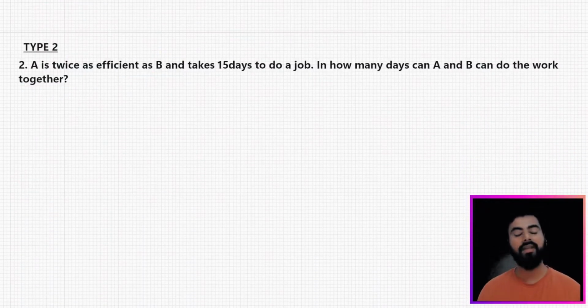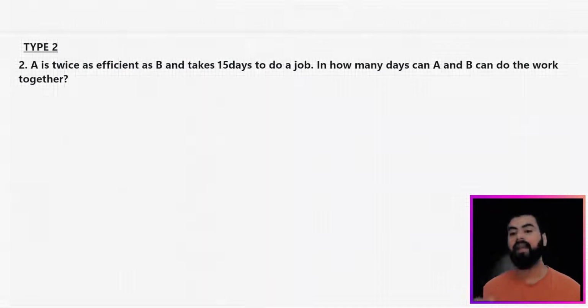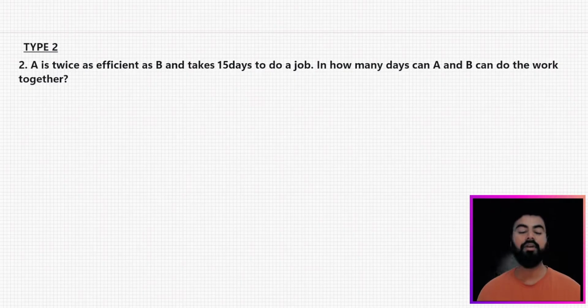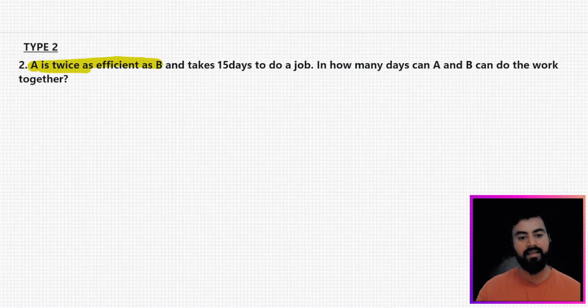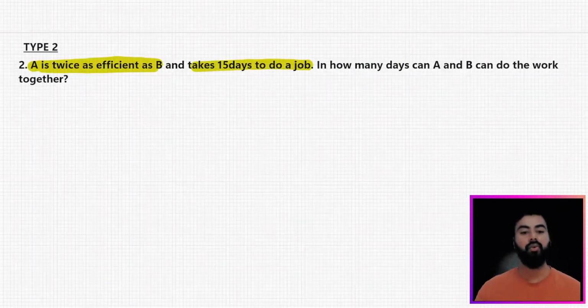A is twice as efficient as B and takes 15 days to do a job. In how many days can A and B do the work together? So let me first write down the data for you. A is twice as efficient as B. So this is something new to me, so I'll just leave this statement for now. And takes 15 days to do a job. Who is taking 15 days? A. A takes 15 days to do a job.